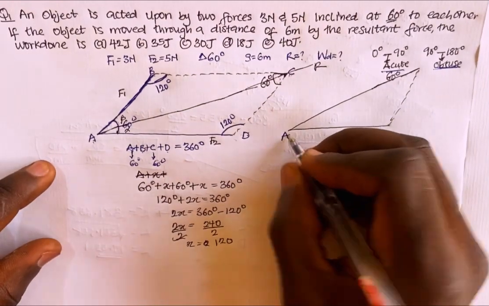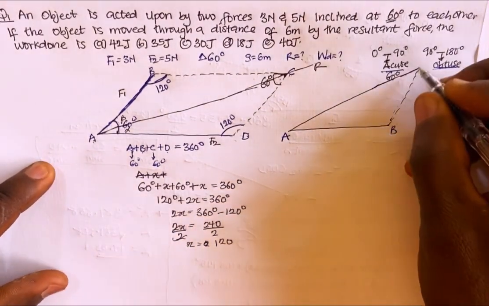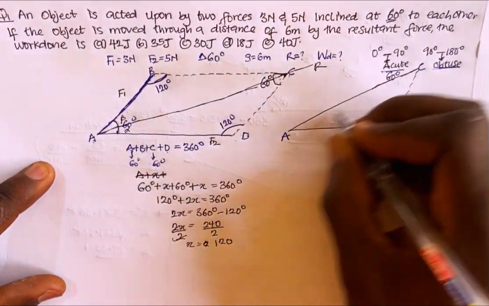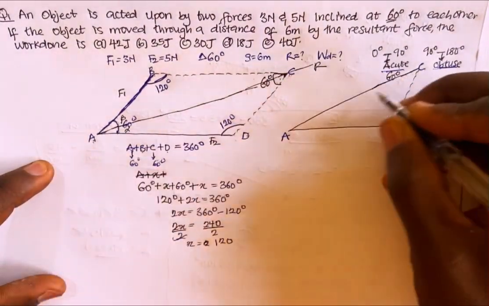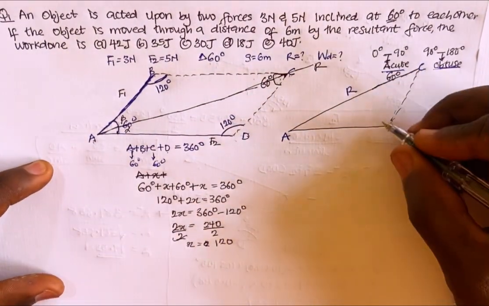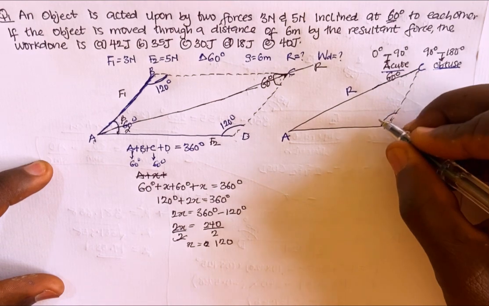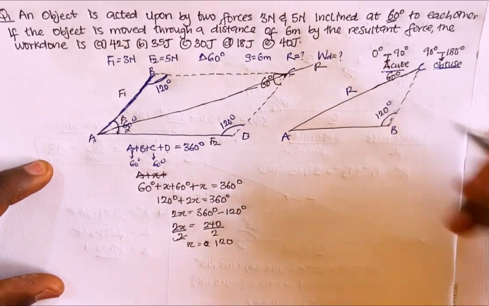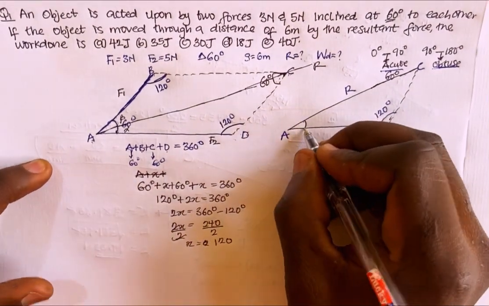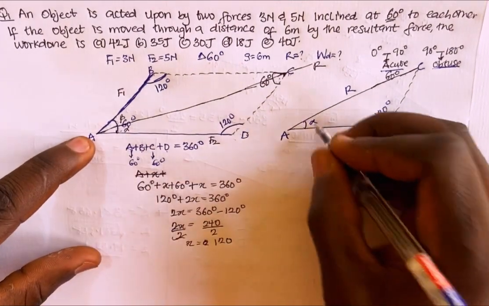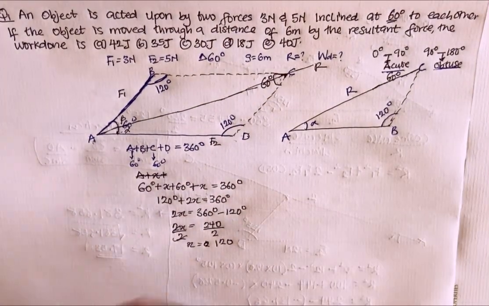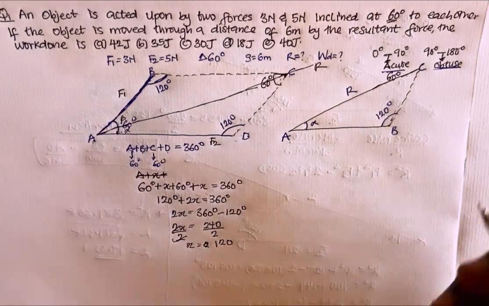Here I will have angle A, my B here, and C here. But this line is my resultant force. This angle is taken to be 120 degree, and this side is my alpha. So now, going ahead to calculate the resultant force.